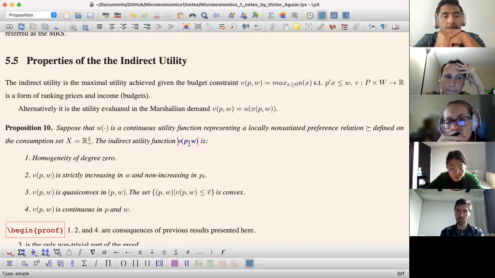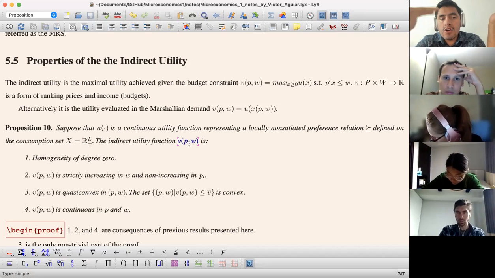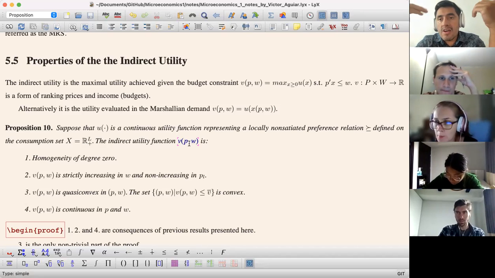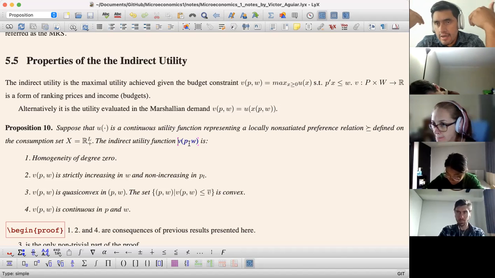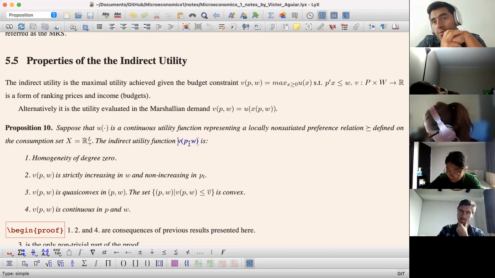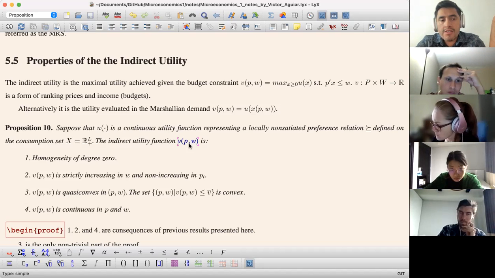So first thing. Second thing, the indirect utility is strictly increasing in income and not increasing in prices. It means that as income grows, you have more welfare weakly. You can see that this is a consequence of what property? Of continuity or local non-satiation. This is clearly a property of local non-satiation, right?